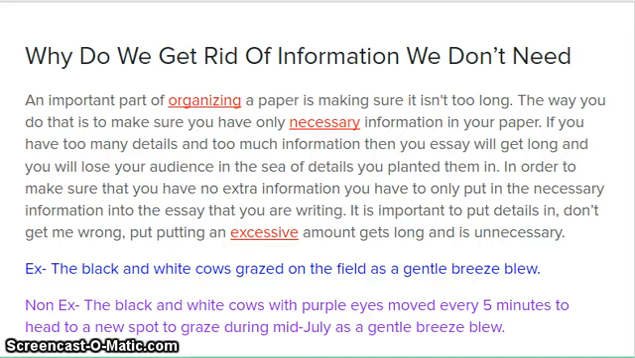In order to make sure that you have no extra information, you have to only put the necessary information into the essay that you are writing. It is important to put details in, don't get me wrong, but putting in an excessive amount gets long and unnecessary.